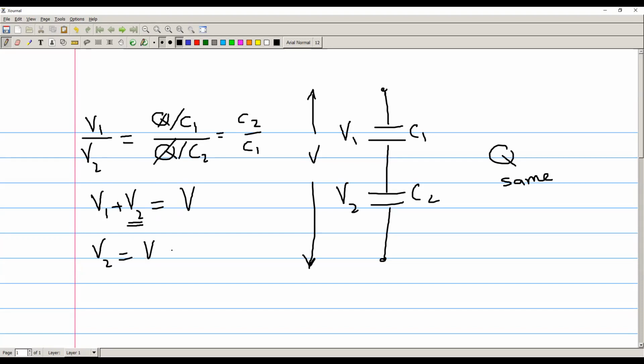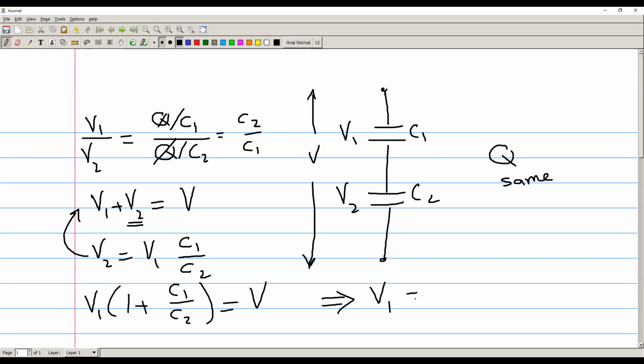V2 is equal to V1 times C1 over C2, right? So basically, if you look at it like this, then you can substitute this here, because this will be a function of V1. You will have V1 times 1 plus C1 over C2 is equal to V. This can be transformed into V1 is equal to V times 1 over this. This actually can be made like this. Just take C2 as a common denominator, and basically this will be C1 plus C2. So basically this will be C2 over C1 plus C2.